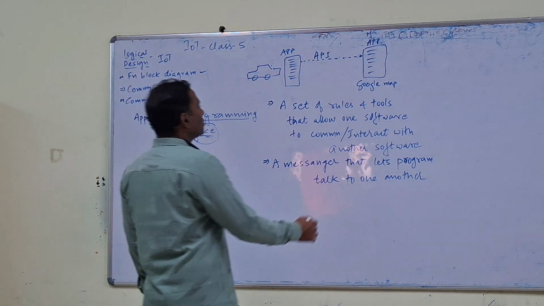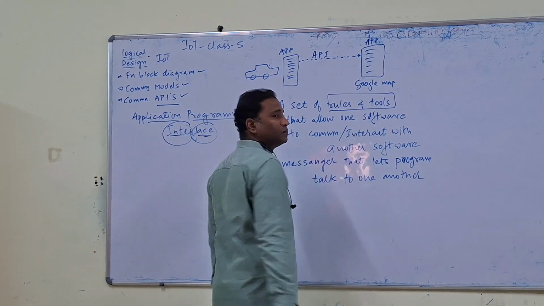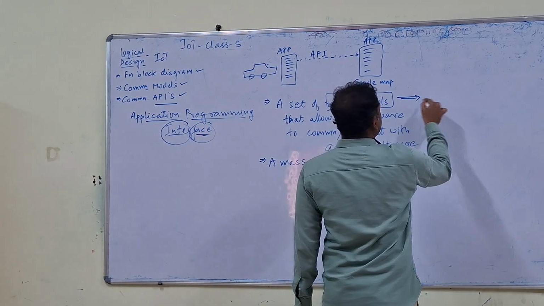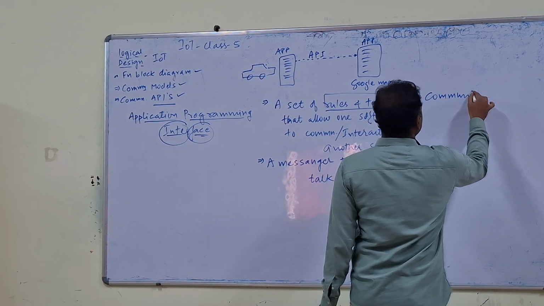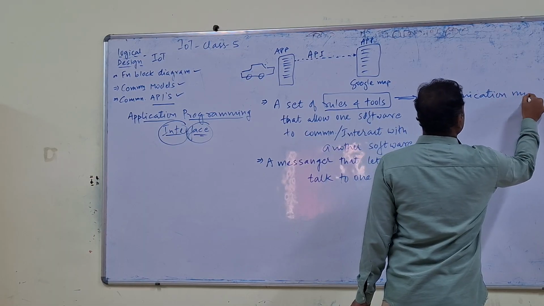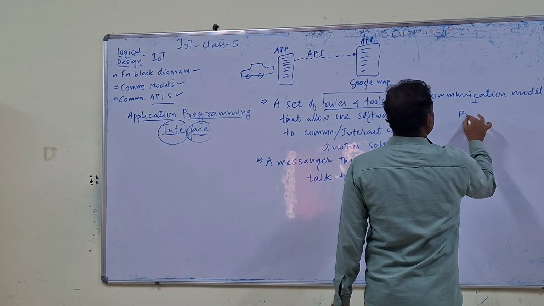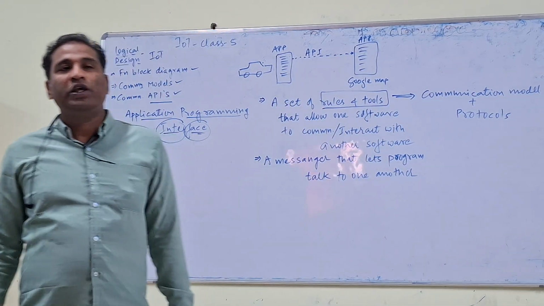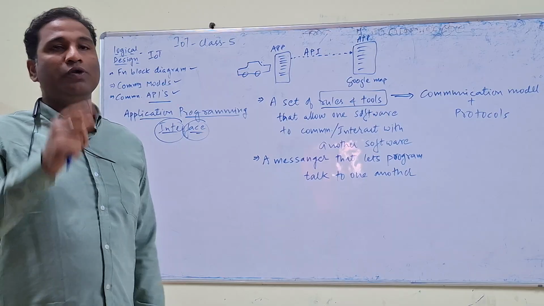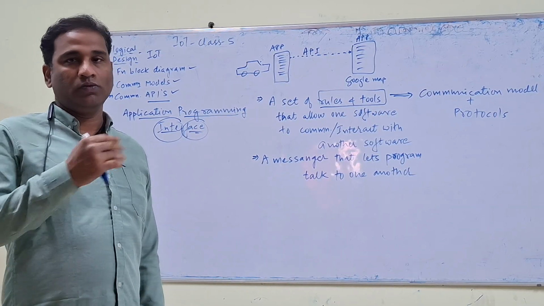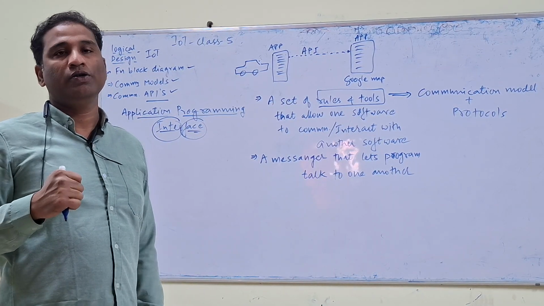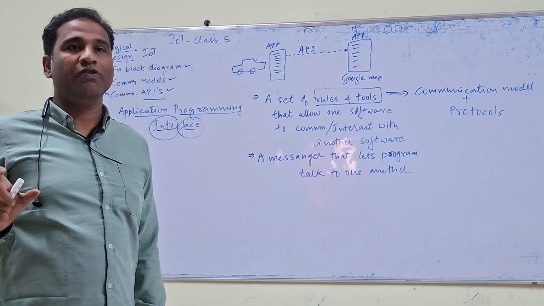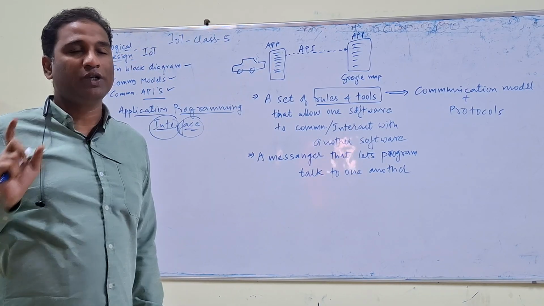What are these rules? To keep it simple, they just use a communication model plus protocols. This API uses a communication model and a protocol to get the information from the required host. This is one software program, that is another software program. Or another way of referring to it: this is one application, and another application is already available.